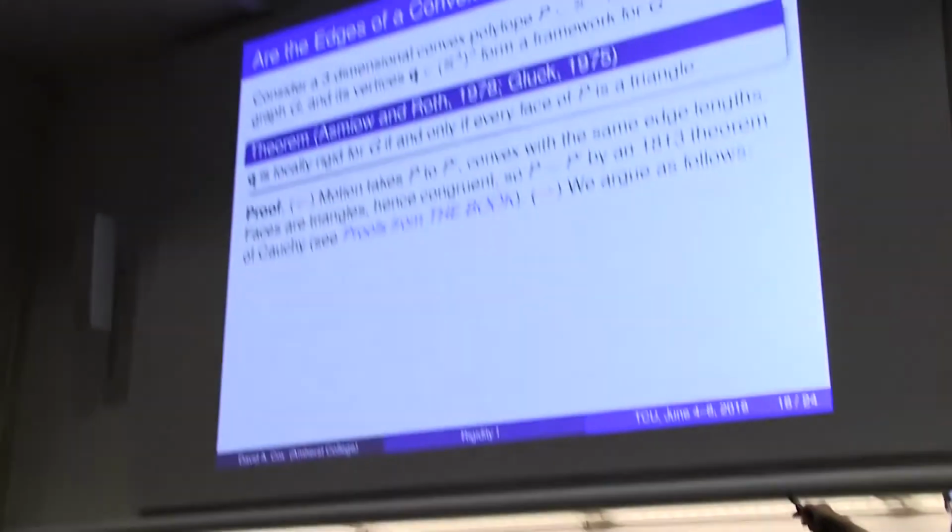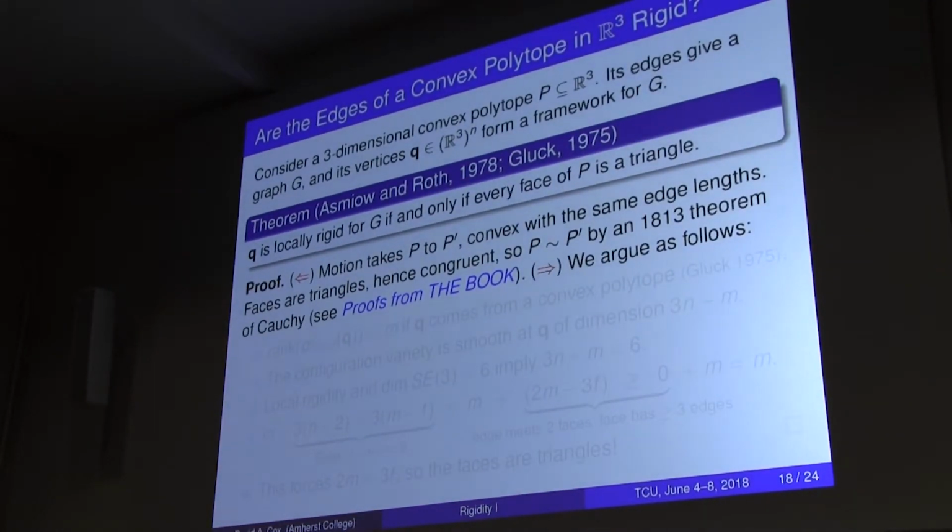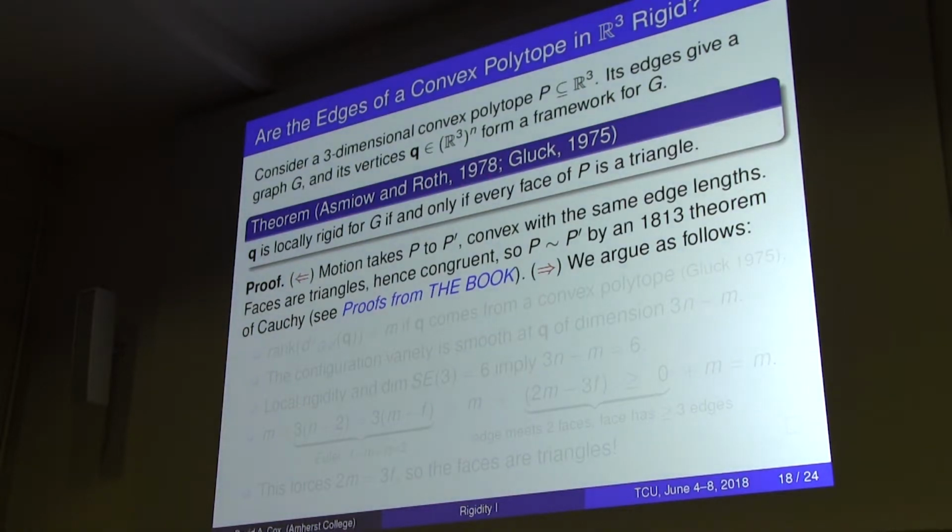It turned out it's proved by Asimow and Roth in '78 using an earlier result of Herman Gluck in 1975. So going one way, let's try a motion. Here I'm assuming that every face is a triangle. So let's assume that every face is a triangle. And so what I get is a motion that takes P to another polytope. And again, things might wiggle around, presumably, but the point is it's going to be another convex one.